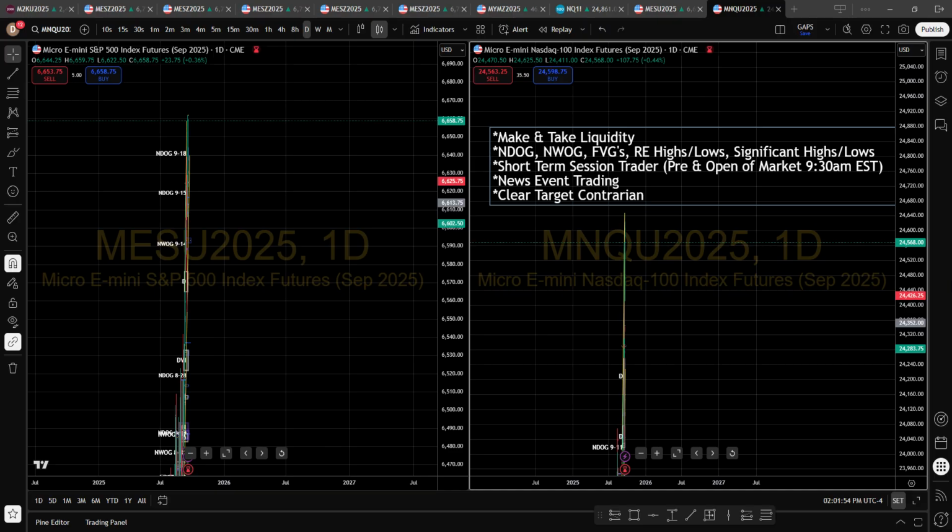I am a short-term trader, session trader, so pre-market, so before it opens at 9:30 a.m., and really the first 30 minutes of market open at 9:30 a.m. That's the majority of the time. Tons of different times and areas people can trade within London, lunch, afternoon session, London close, all of that. This is what works for me.